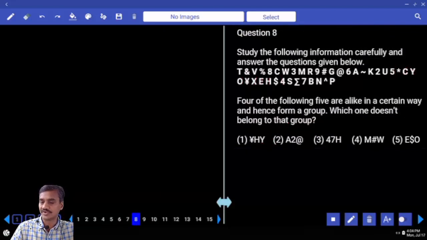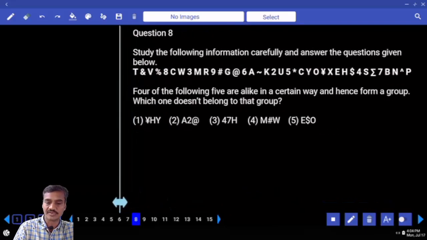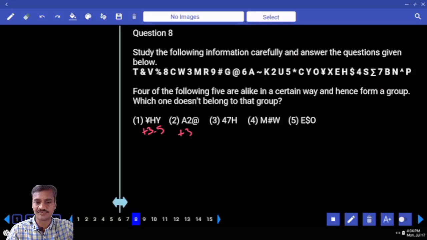And the 8th one, 4 out of the following. Now 4 out of the following comes under which category? Odd one out. Yarn, H and Y. Yarn and H, 1, 2, 3 plus 3. And H and Y, tell me how many are there? 1, 2, 3, 4, 5. Plus 3 minus 5. A and 2, what is the difference here? 1, 2, 3 plus 3. And 4 and 7, what is the difference we have? 4 and 7, 1, 2, 3 plus 3. M and S, what is the difference?